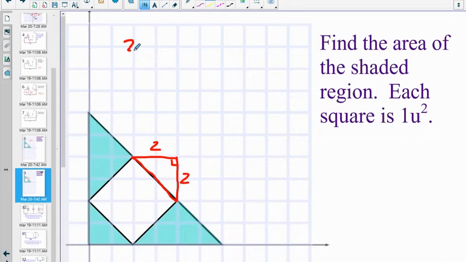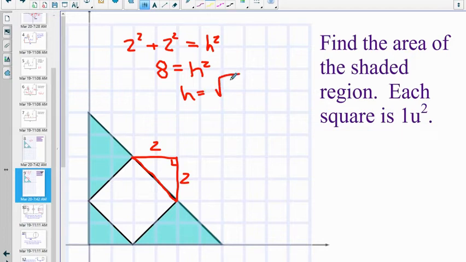So I can say 2 squared plus 2 squared equals the hypotenuse squared. 2 squared is 4. 4 plus 4 is 8. And so 8 is the length of the hypotenuse squared, and that's one of the side lengths for our square. So the length of that actual hypotenuse is the square root of 8.